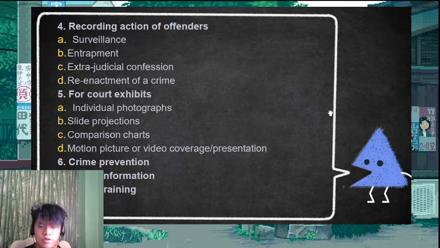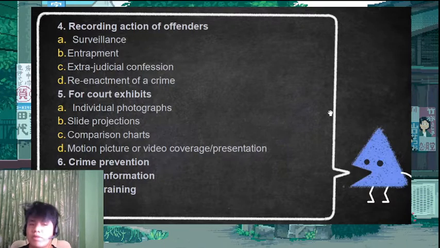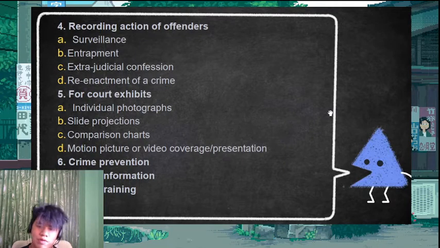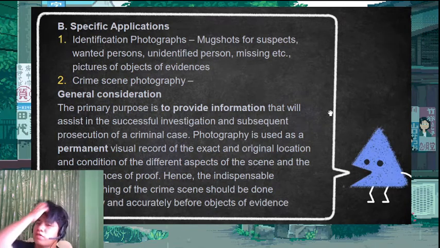Yun. Crime prevention. So, sometimes yung mga camera, it's installed in the CCTV, deters criminals from doing their criminal stuffs. Public information and police training. So, it's important for it also. Pero sa specific application niya is for identity and crime scene photography.